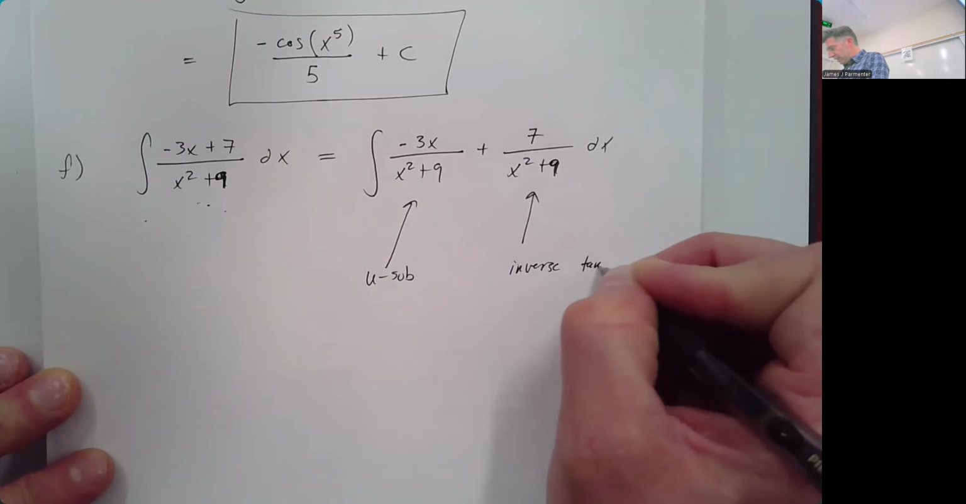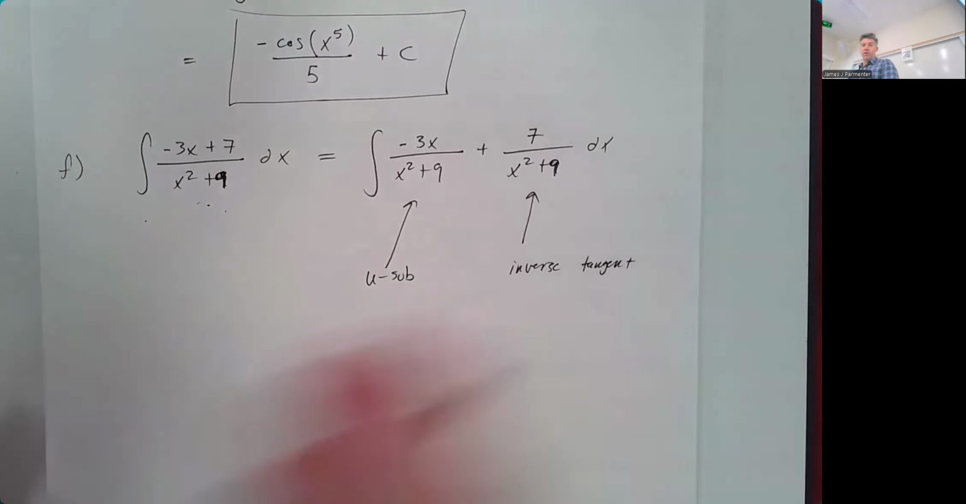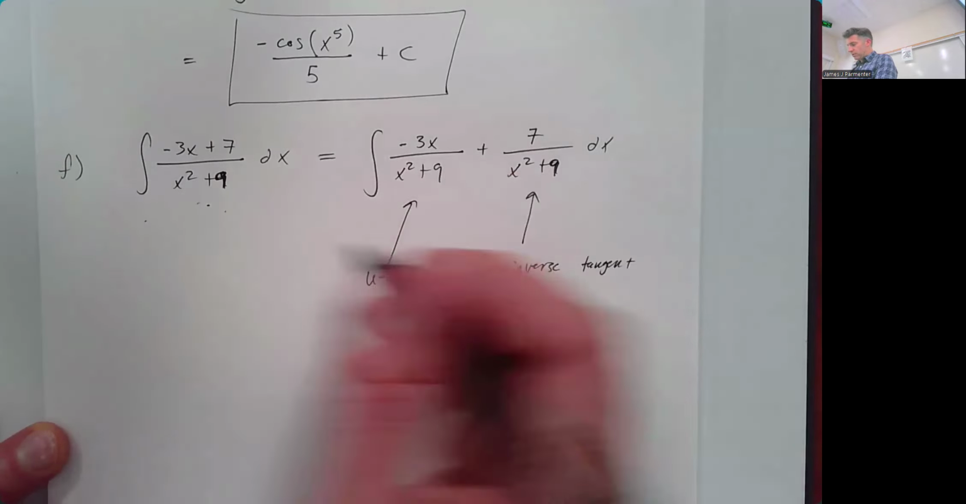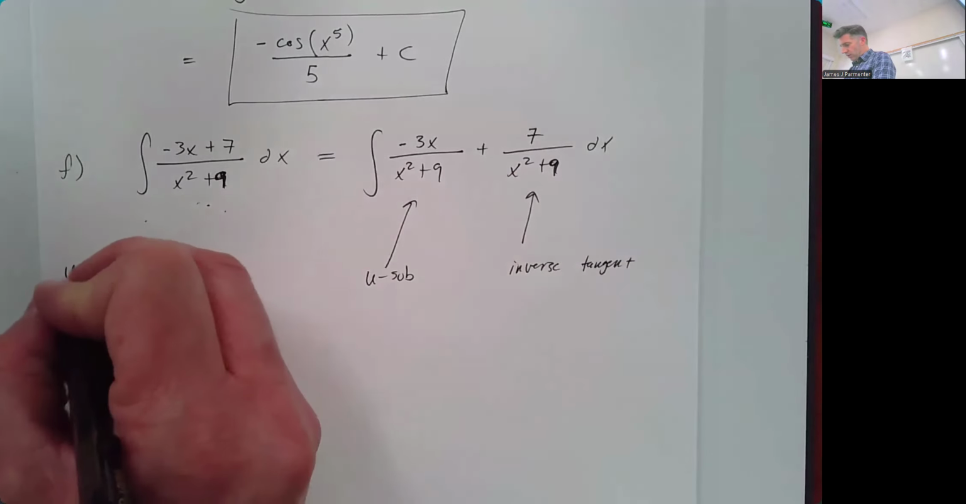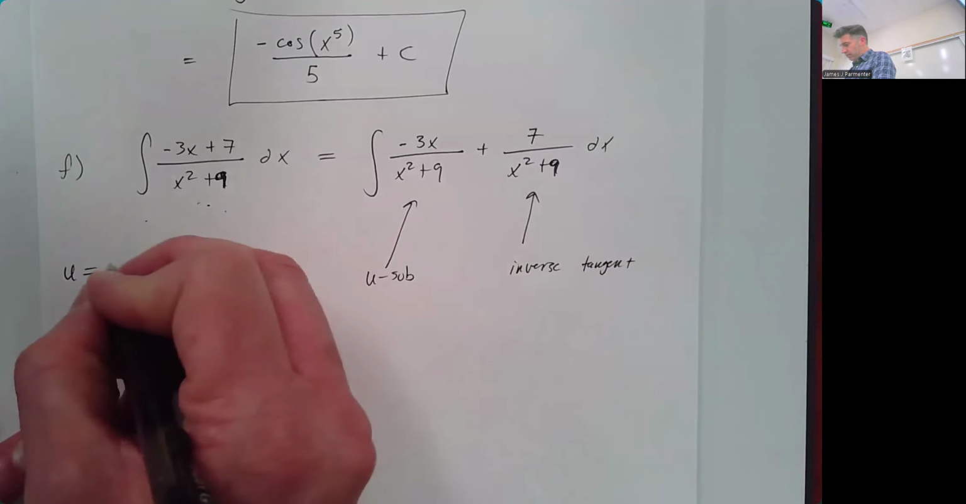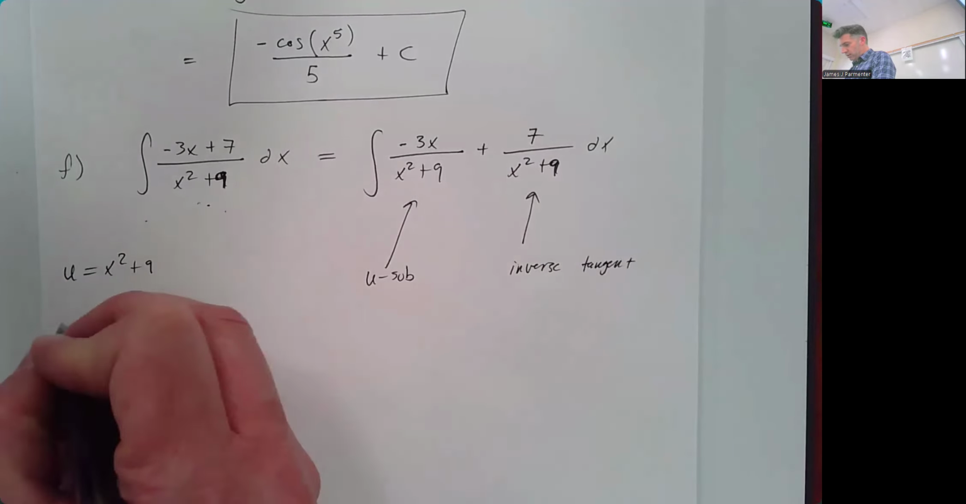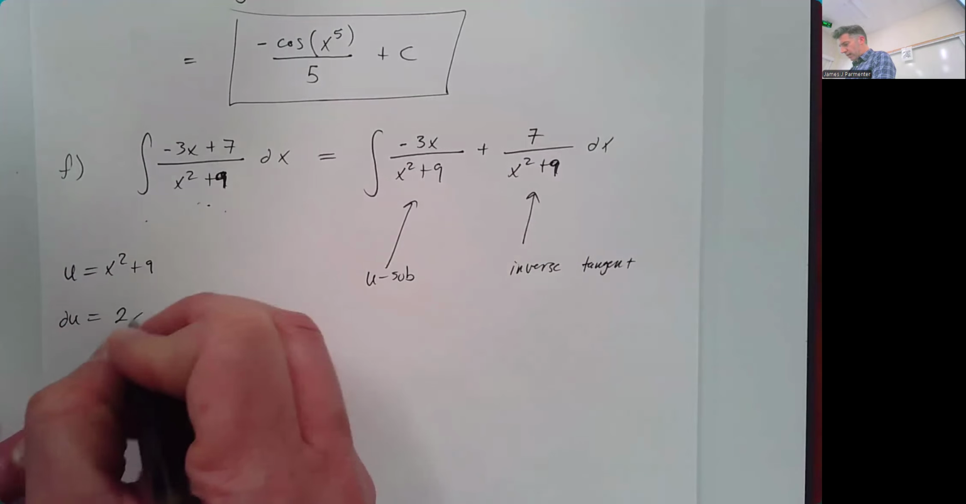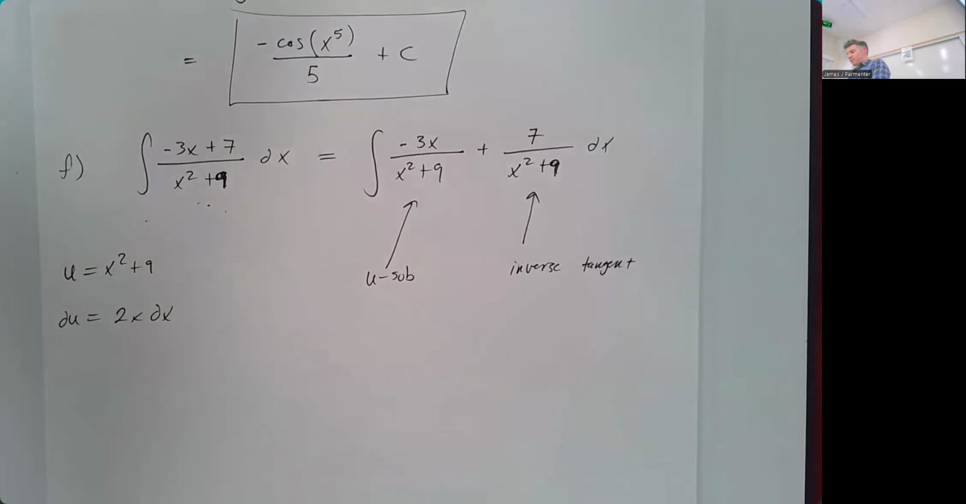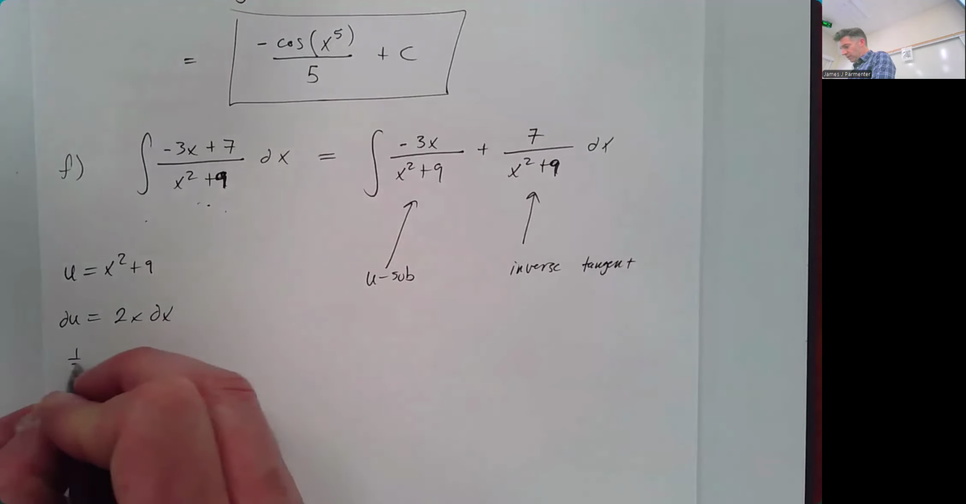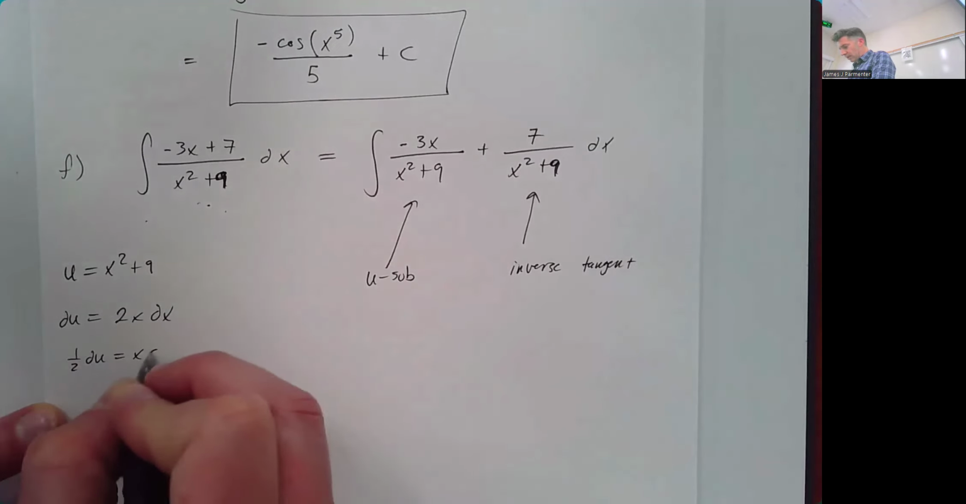And because she's giving you the formula on that second page of the test, you don't have to worry about memorizing the formula. So let's do the u sub part first. For the u sub, we're going to let u equal x squared plus 9, so du is 2x dx. I don't have 2 times x, so let's just divide by 2. So 1/2 du is equal to x times dx.